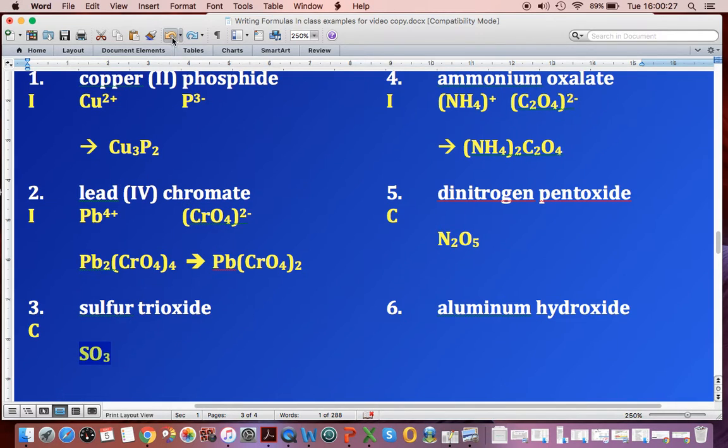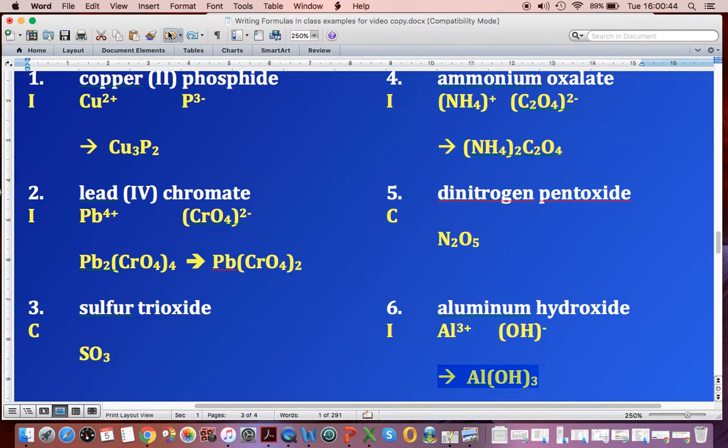Door number 6, we look at that. Aluminum is definitely a metal, so it's definitely ionic. We look up and find Al3+ on our periodic table of ions. And hydroxide, and I know it ends "ide," but it is a complex ion. So we find it as the OH-.